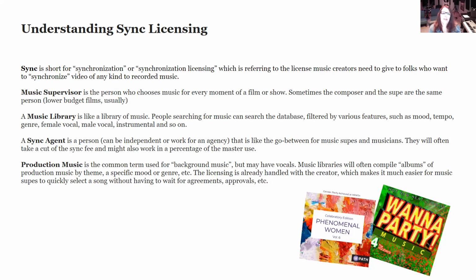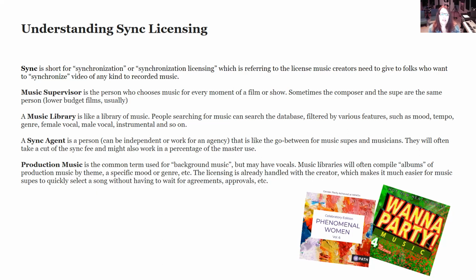A music library is a library of music, just like you would go to a library for books. There are libraries for music. If you're the music supervisor and you're looking for music, you can search the database of a music library based on things like mood or tempo or genre or the type of vocal, female vocal, male vocal, instrumental. Even like I want songs that have a banjo in them or a mandolin or a marimba. You can be really specific in your search with the music libraries.